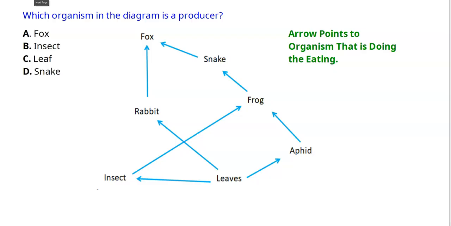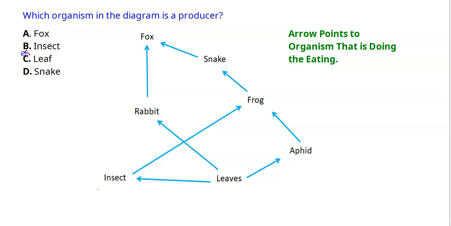Which organism in the diagram is the producer? We went over this at the beginning. The producer makes its own energy via photosynthesis through the sun. Which one of these do you think can do that? If you're not sure, another way to identify the producer is it's the only organism that's not eating anything. Which organism has no arrows pointing to it?